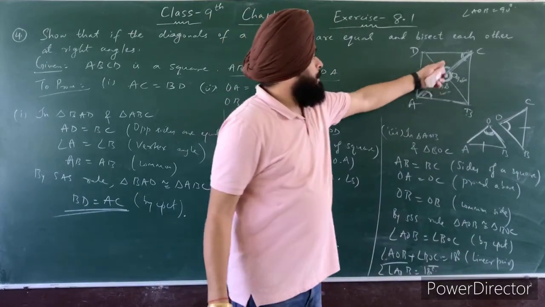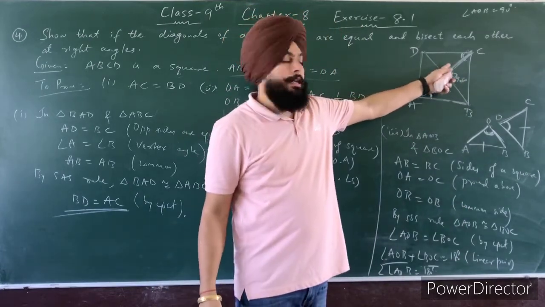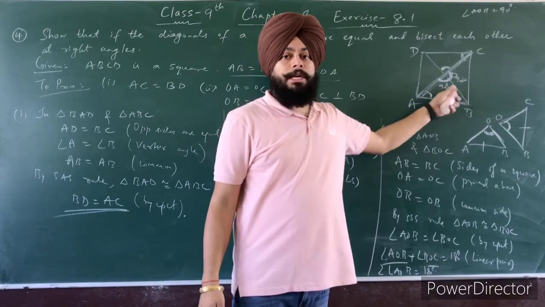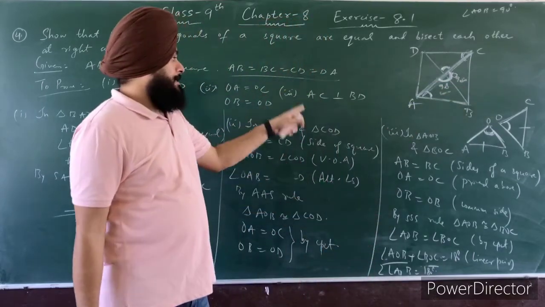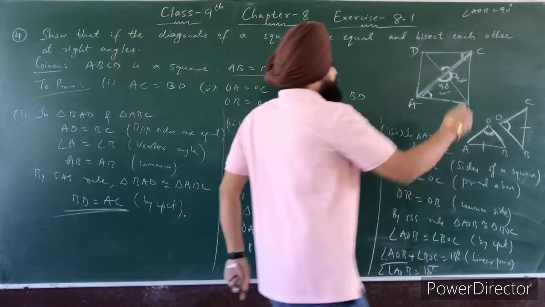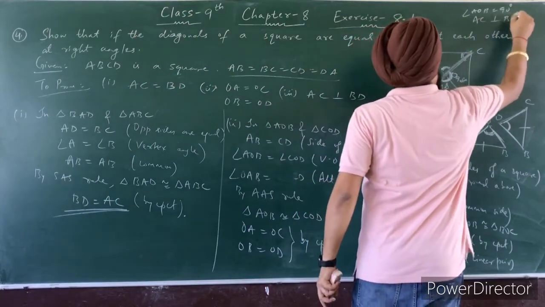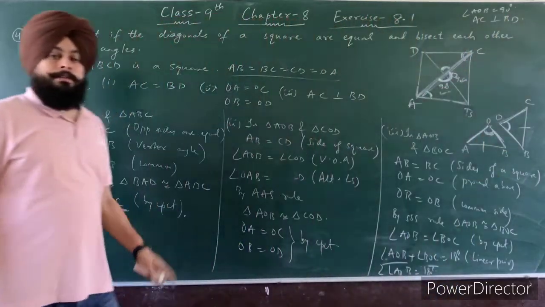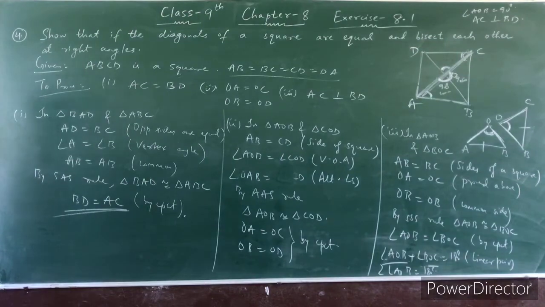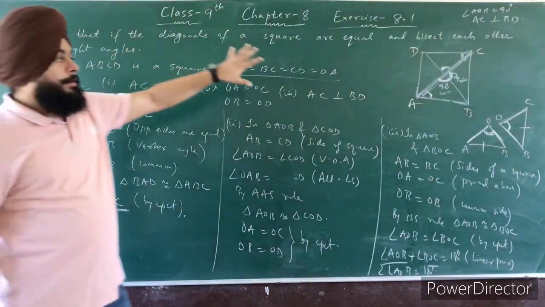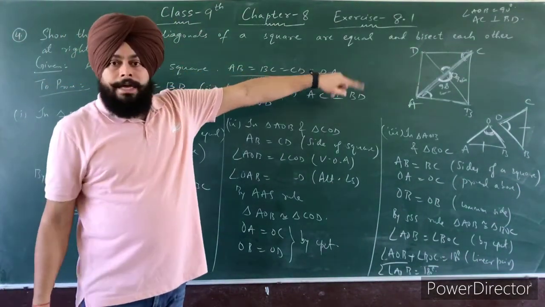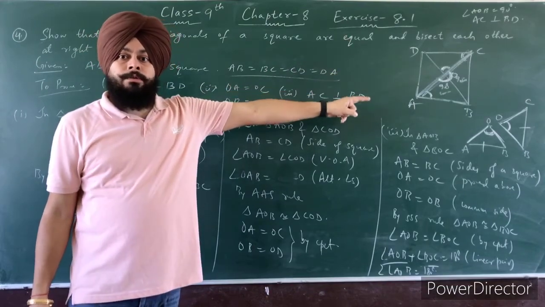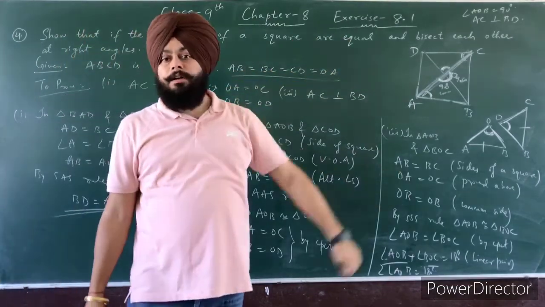And the vertically opposite angle is again the same, 90 degrees. This one is again the same, vertically opposite angle. So that's why AC is perpendicular to BD. So this is your third part. So we have proved that in a square, diagonals are equal and they bisect each other at right angle.